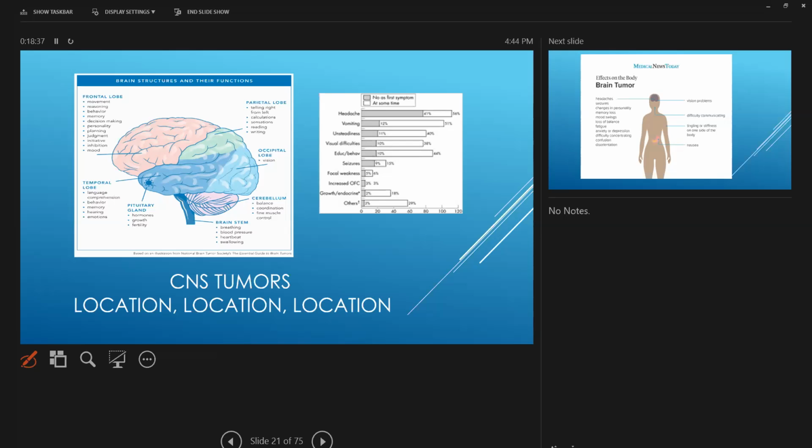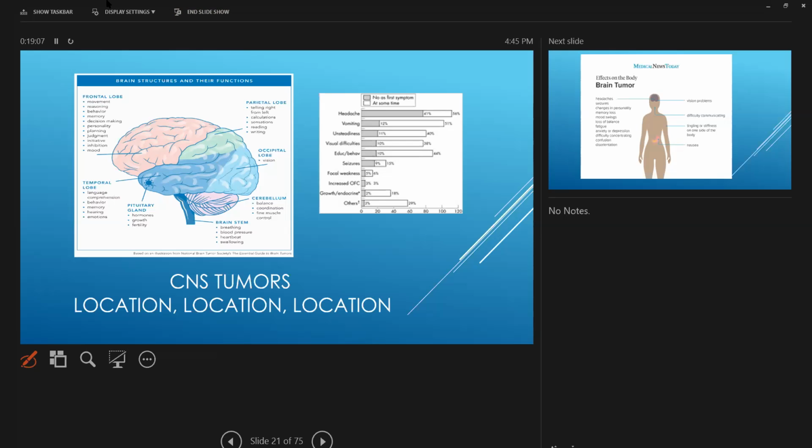So the parietal lobe, right? The way you calculate things, reading and writing. Temporal lobe, language, comprehension. Pituitary gland might be growth hormone problems, fertility problems. The brain stem is going to be all of those kind of autonomic nervous system things. Cerebellum will cause coordination or fine motor problems, and the visual cortex may cause visual abnormalities.